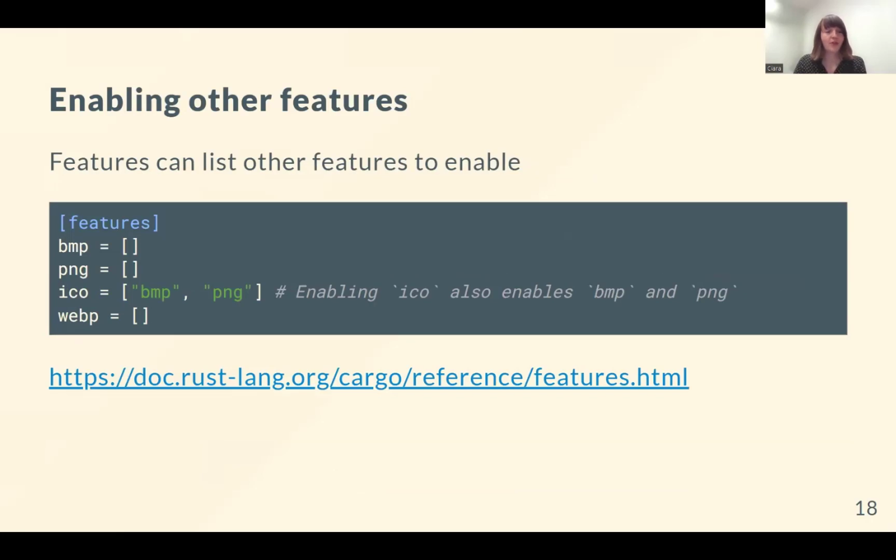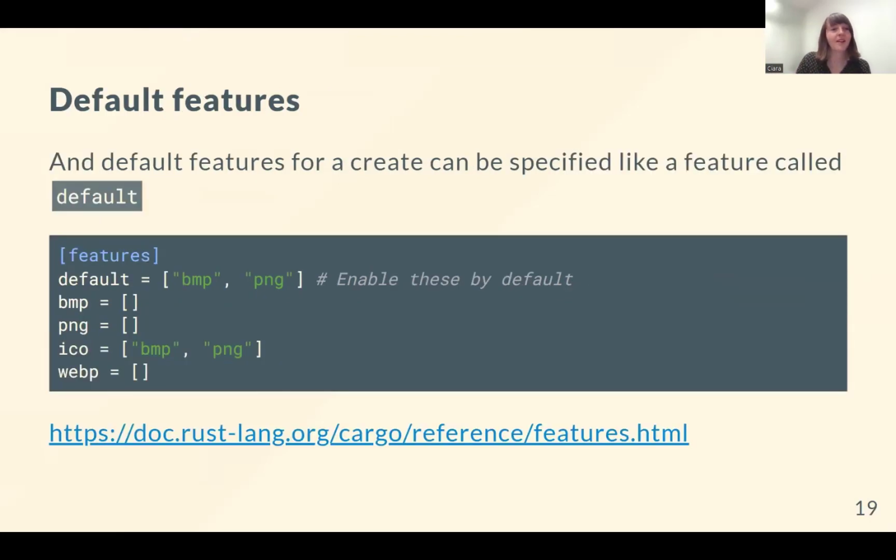You can also use features to enable other features. So there might be a few features that commonly go together. In this case, it's got ico to enable bmp and png. If you set features equals ico, then that will enable both bmp and png. But you could also have enabled them just one or just the other separately.